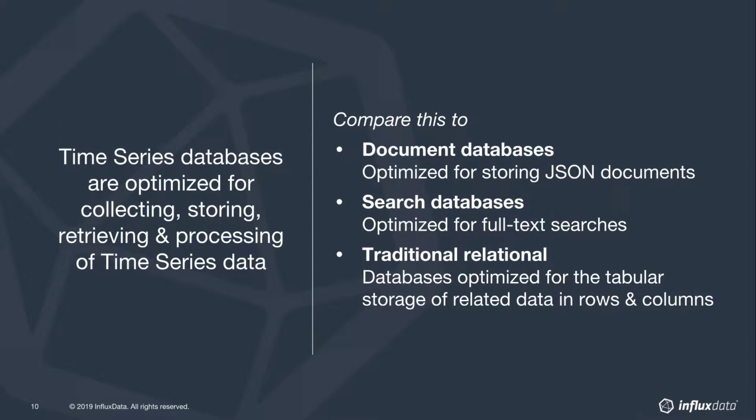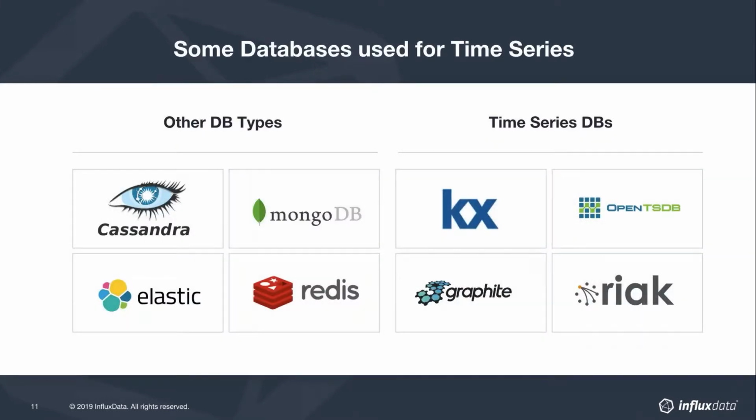So let's look at some time series databases and some other database types. For example, other database types that a lot of people are familiar with are Cassandra, MongoDB, Elastic, and Redis. And then there are some time series databases that have very specialized functions. For example, KX is used for high frequency trading. OpenTSDB and Graphite are both used in finance. You can think about those kinds of applications where timestamp data is really high volume, so you need a specialized time series database, particularly in the finance industry.